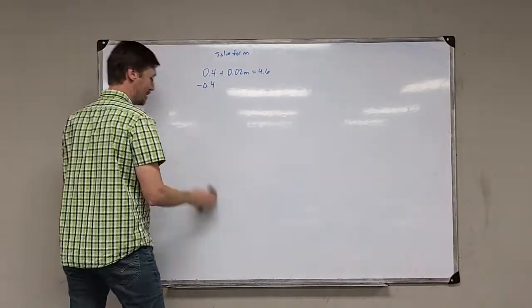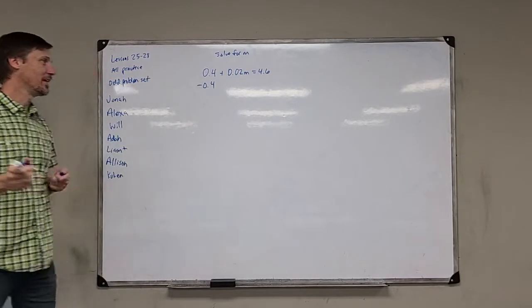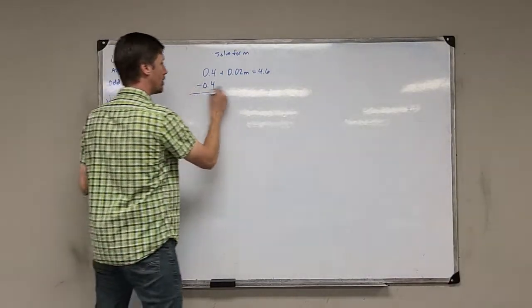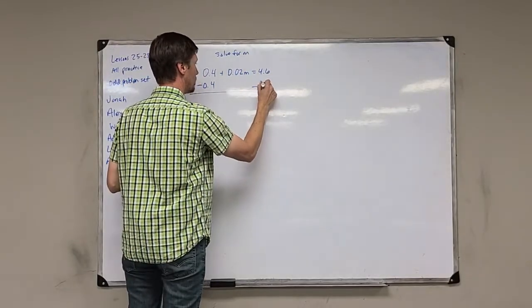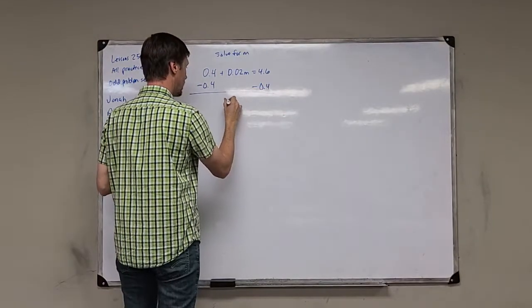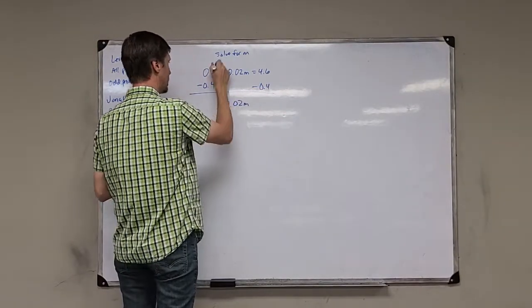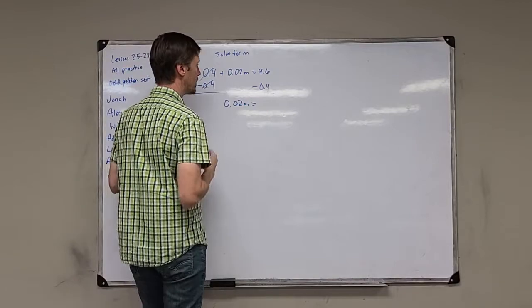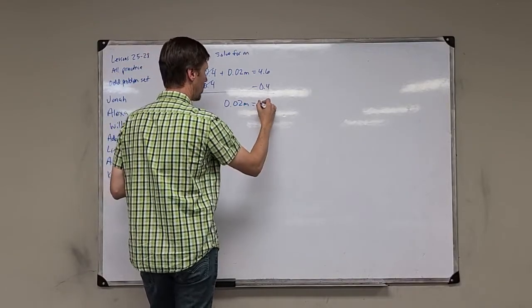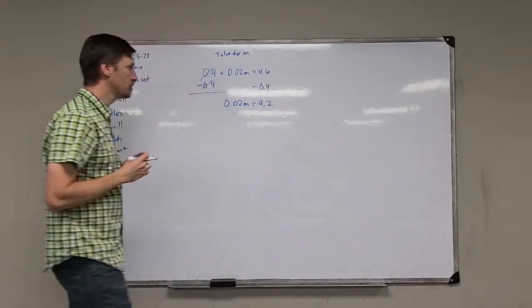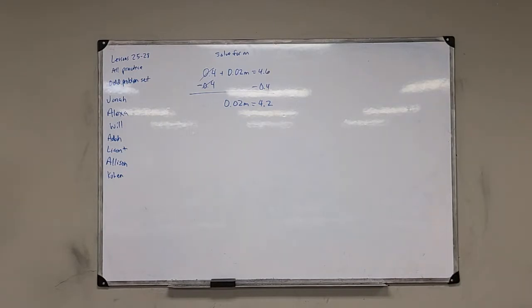I'm saying m. All right, so negative 0.4, we're going to subtract that from both sides, 0.4. And we've got calculators, right? So no problem. This cancels out. 4.6 minus 0.4 is going to be 4.2, okay? And then how do I get the m all by itself?